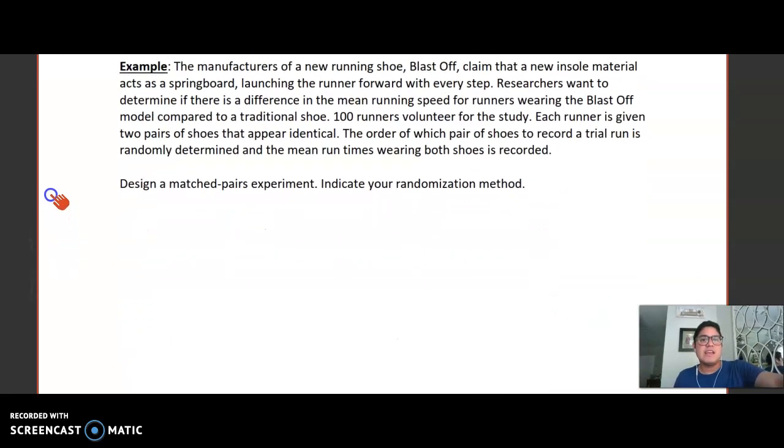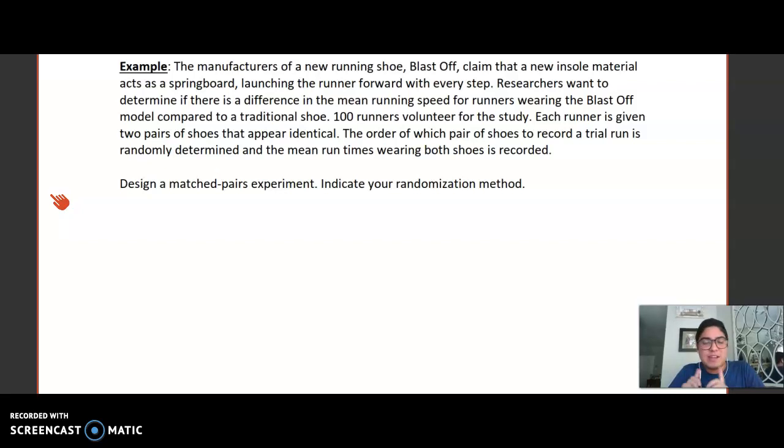So let's take a look at an example. The manufacturers of a new running shoe Blast-Off claim that a new insole material acts as a springboard, launching the runner forward with every step. Researchers want to determine if there is a difference in the average running speed for runners wearing the Blast-Off model compared to a traditional shoe. 100 runners volunteer for the study, and each runner is given both pairs of shoes that appear identical.